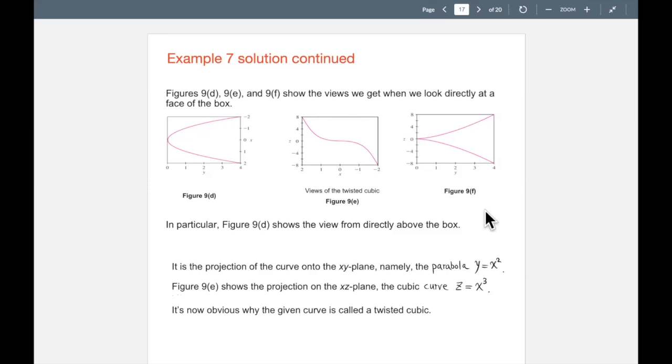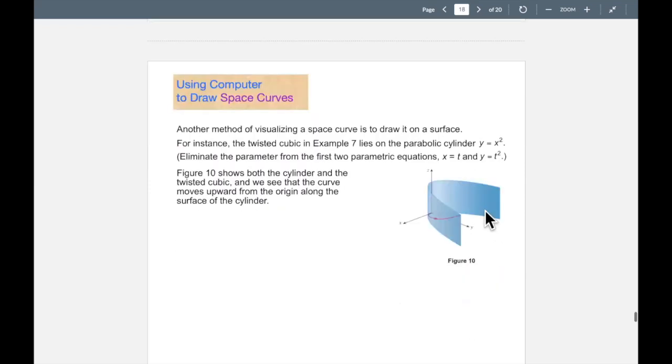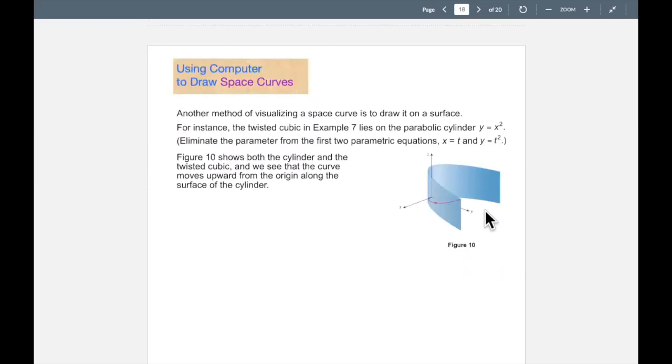So the first one here is the parabola, y equals x squared. This one here is z equals x cubed, the other one. So the curve is called a twisted cube. Now, another method of visualizing a space curve is to draw it on a surface.